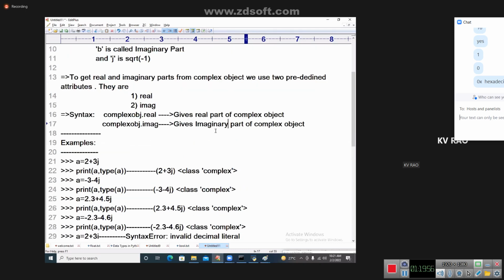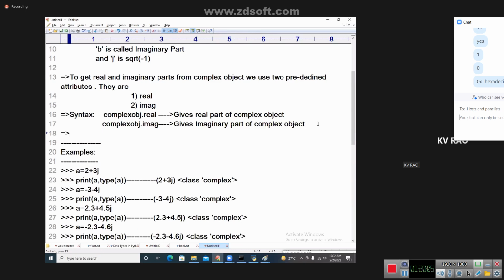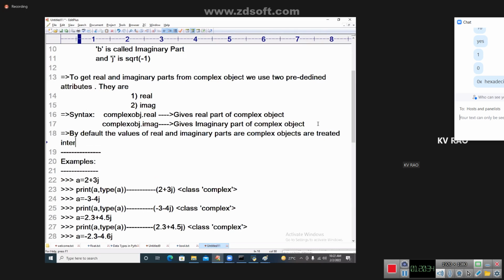One more point: internally, the real part and imaginary part are taken in the form of floating point type. By default, the values of the real and imaginary parts of complex objects are treated internally as floating point values.